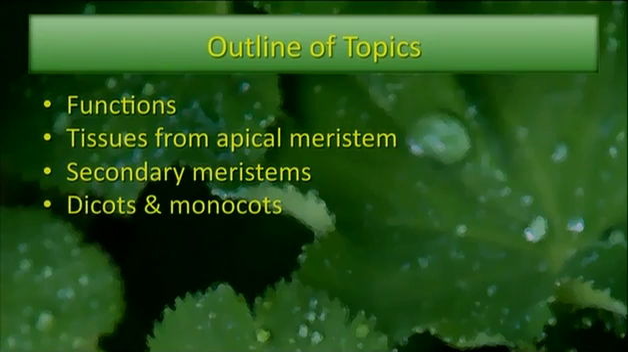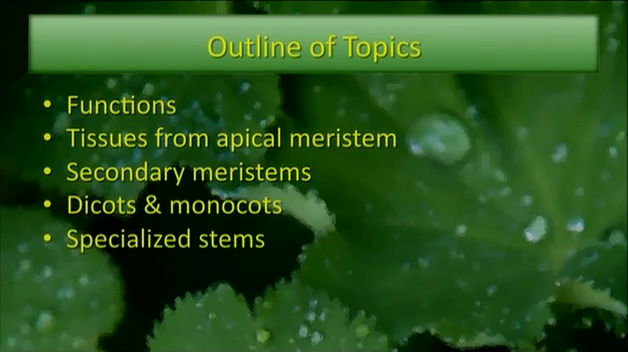Then we're going to talk again about the differences between dicots and monocots, adding a little bit more onto what you already have found out. Then we're going to go into specialized stems of various types, and there's more than half a dozen that we're going to go over. And then lastly, we're going to talk about wood.